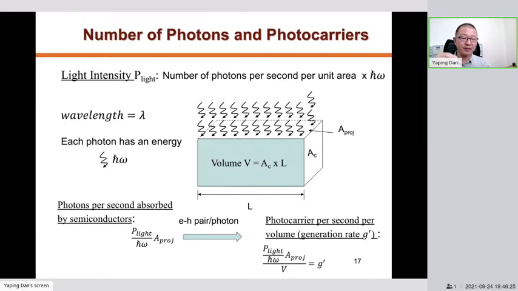Under light illumination of a semiconductor, you have generation and then you have recombination. This generation can be expressed as the total number of photons absorbed by the semiconductor divided by the volume of the semiconductor. Inside the volume of the semiconductor, each photon creates one electron and one hole. So that is our generation rate: per second, per unit volume, how many carriers are generated.